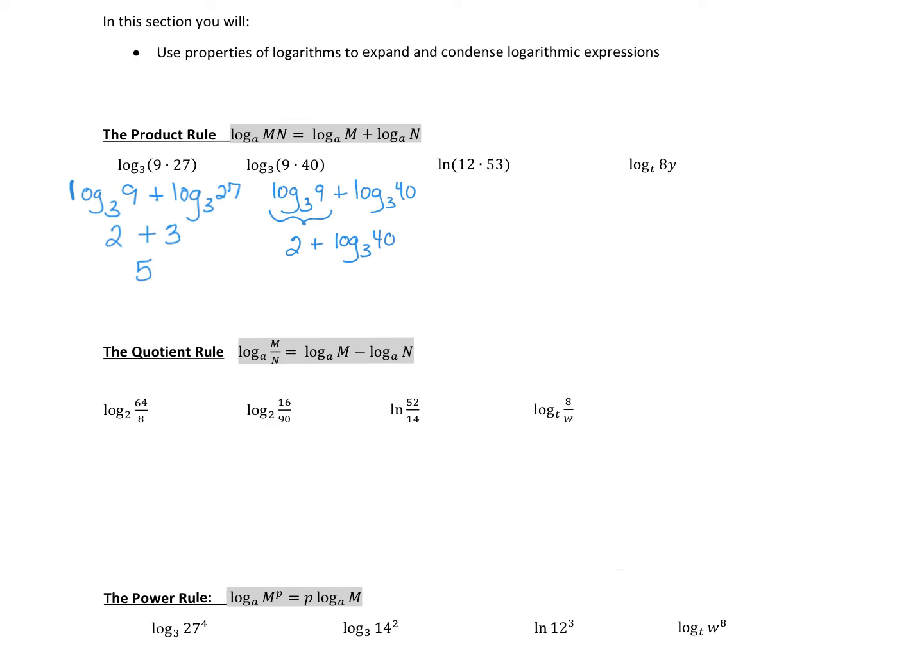Our third example, because we have a product, will be the natural log of 12 plus the natural log of 53. And then our last example will be the log base t of 8 plus the log base t of y.